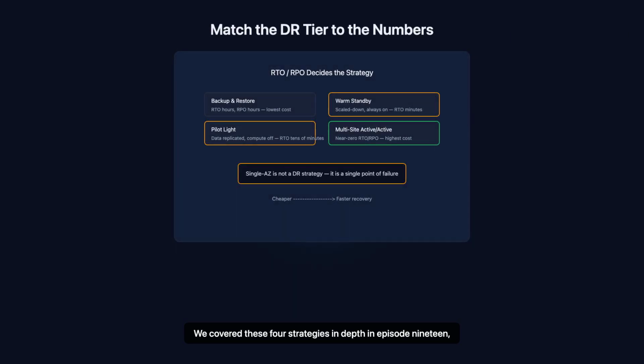We covered these 4 strategies in depth in episode 19, so here's the decision view. Backup and restore sits at the low-cost end, recovery in hours, appropriate for dev and test. Pilot Lite keeps your data replicated with compute switched off, recovering in tens of minutes. Warm Standby runs a scaled-down copy that's always on, recovering in minutes. And Multi-Site Active runs full production in multiple regions at once, with near-zero recovery time and the highest cost. The whole thing is a spectrum trading cost against recovery speed.